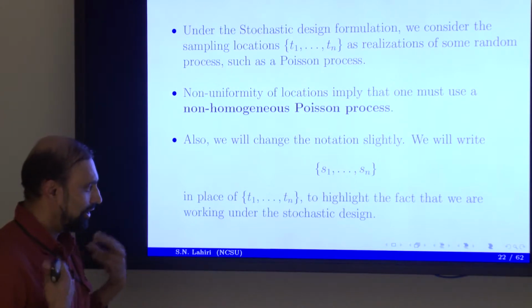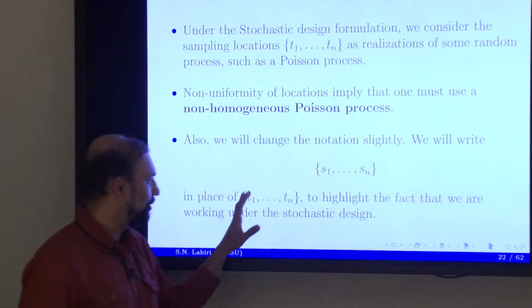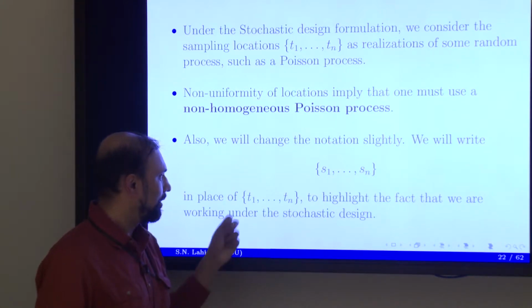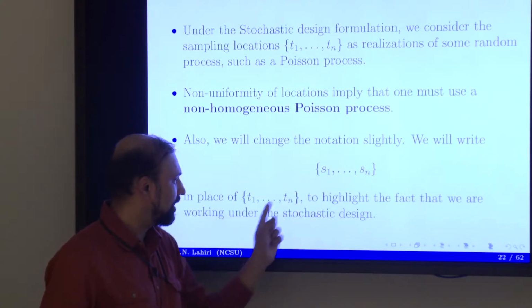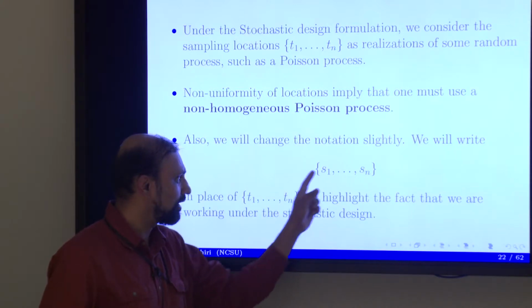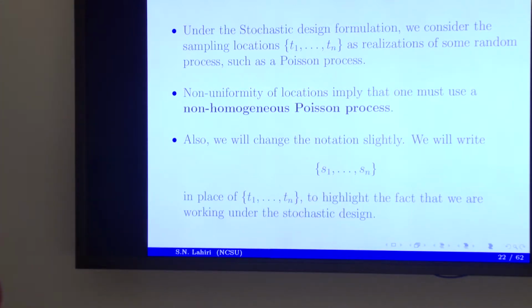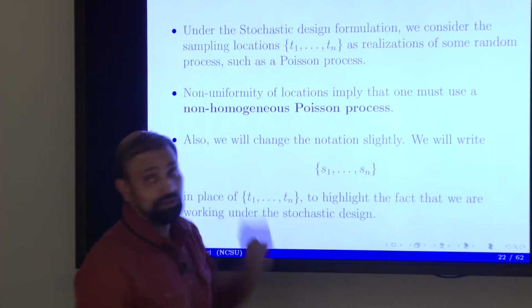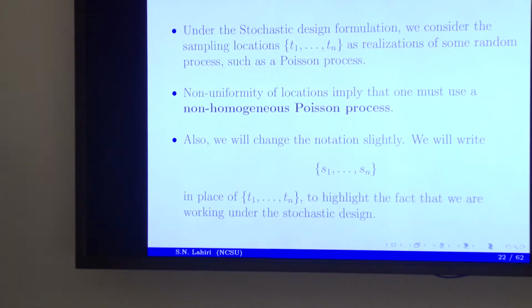As I said, for some reason, we want to distinguish between the case of deterministic time points and the stochastic sampling design. So instead of writing T1 through Tn, I'm just going to use S1 through Sn. It's just a change in notation. So whenever you see S, it should remind you of this stochastic nature.